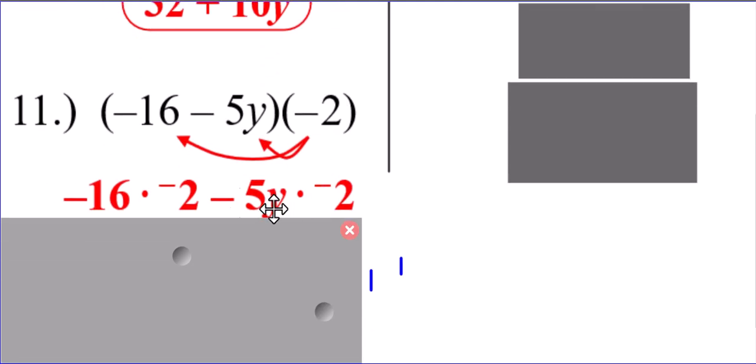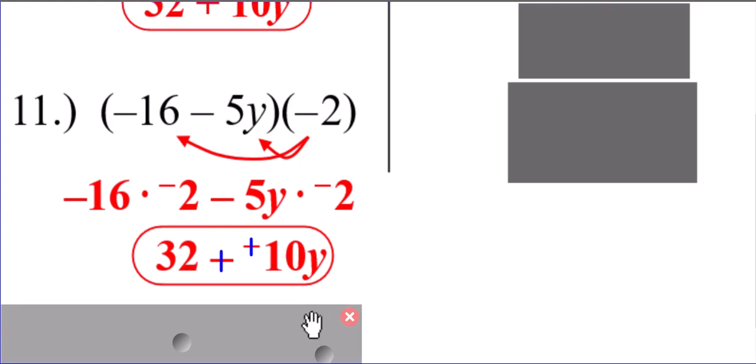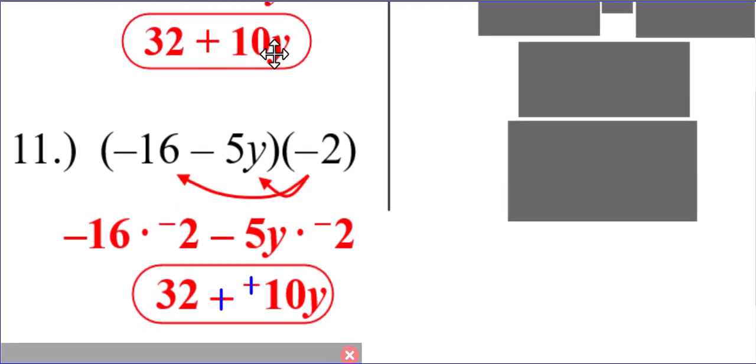For those of you who did not make subtraction adding the opposite first, you're still going to get positive 32. But you're going to have a minus a negative 10y, because positive 5 times negative 2 is negative 10. But then you're not going to leave it like this. You're going to make it become slash, slash, adding the opposite. And now you have the same answer as the kids who did it the other way.